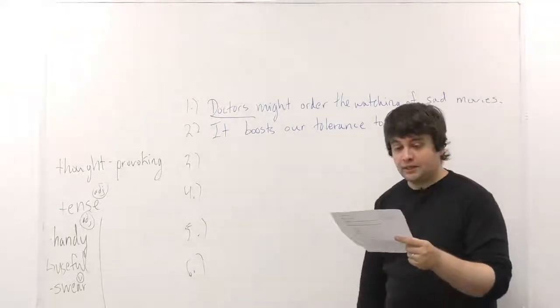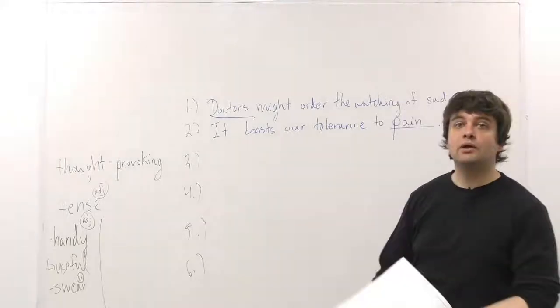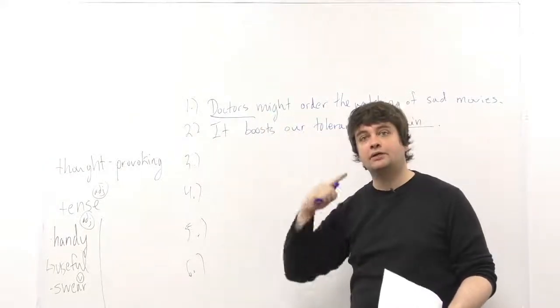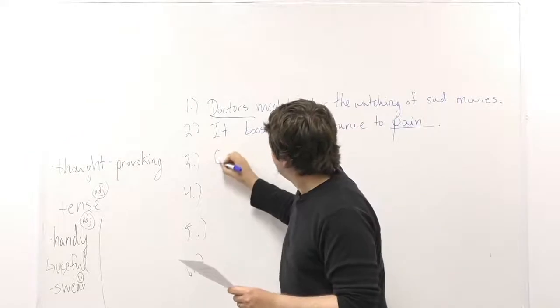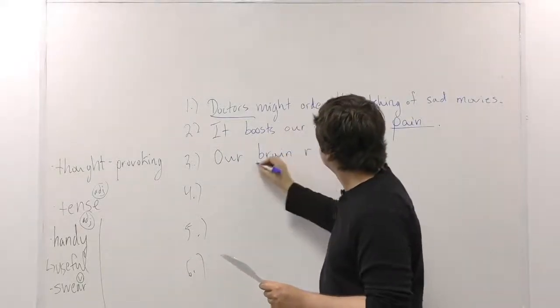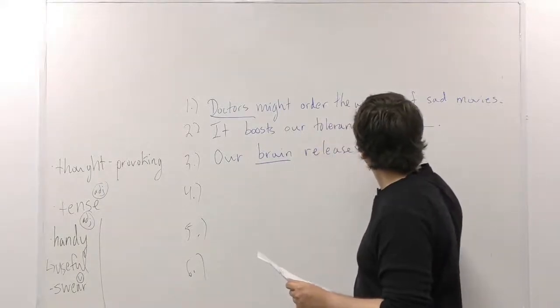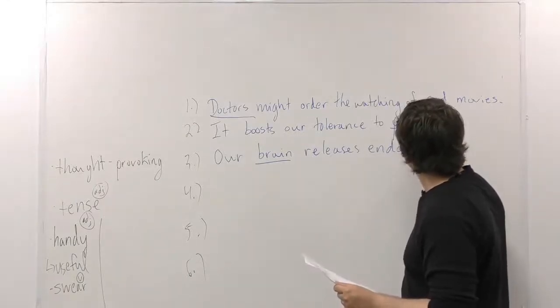Number 3, guys, what part of the body releases endorphins? Where do endorphins come from? They come from not your head, but inside your head, they come from your brain. So our brain releases endorphins.